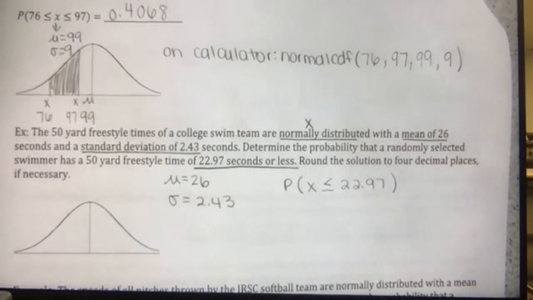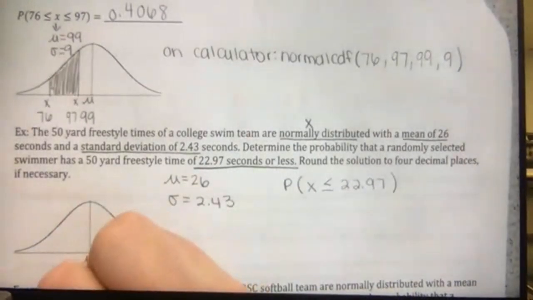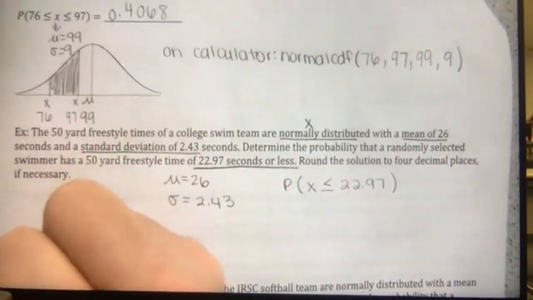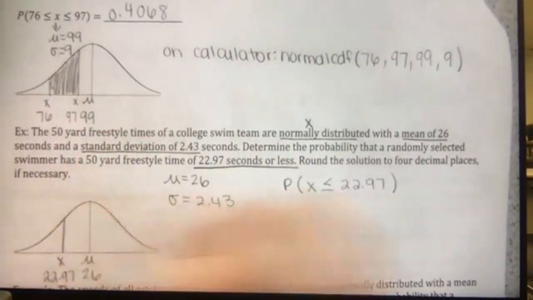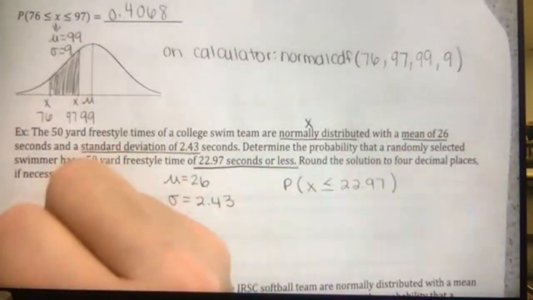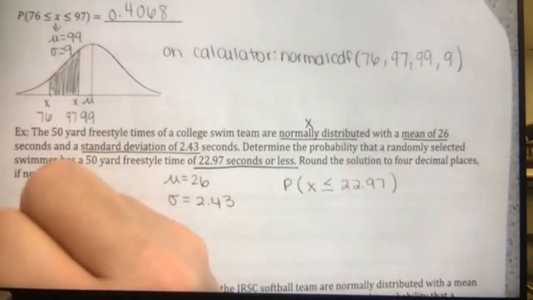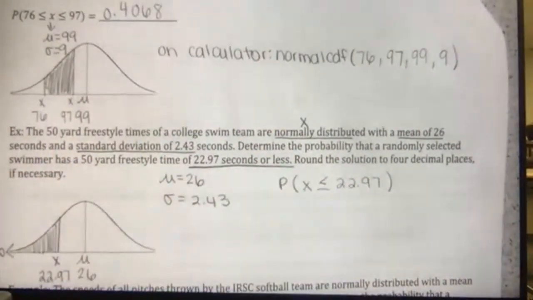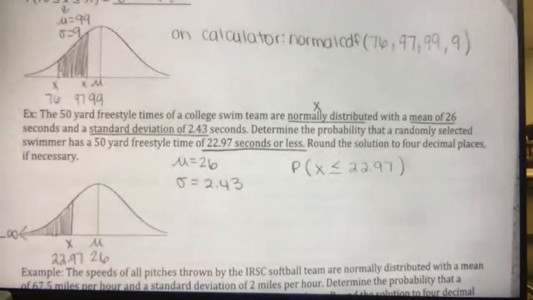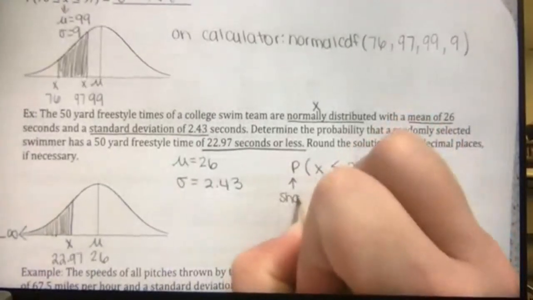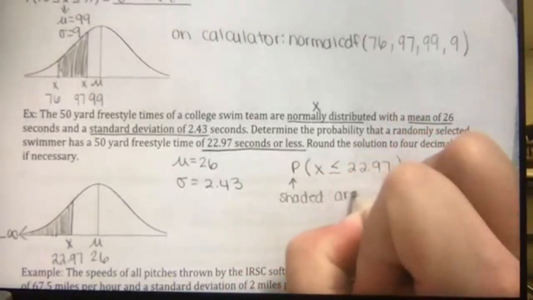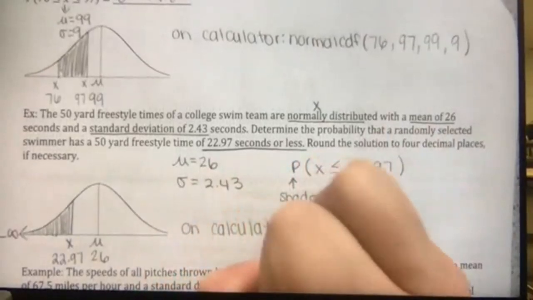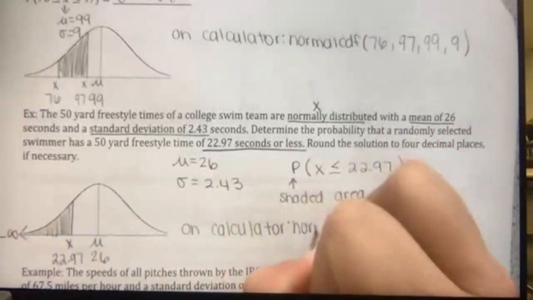So now it's exactly like every other problem we've been doing. In the middle is our mean, which is 26. Our X value is 22.97, which is smaller, so on the left-hand side. And we're saying X is less than or equal to, so everything to the left, going on forever towards negative infinity. So our probability, which is our shaded area, just like we've been doing, on our calculator, we're going to do normal CDF.